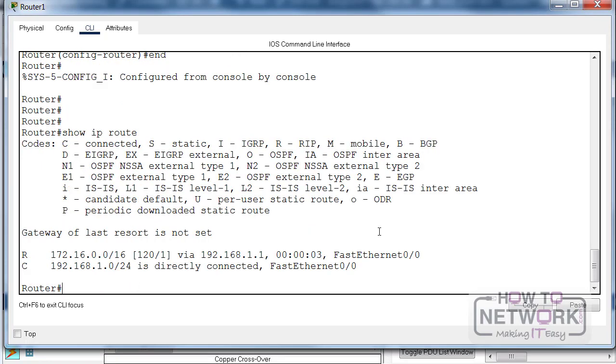Show IP route on the right hand router. And you can see the key up there, but R stands for the RIP network. And we can see the administrative distance is 120. It's one hop away, learned via 1.1 through the fast Ethernet interface.